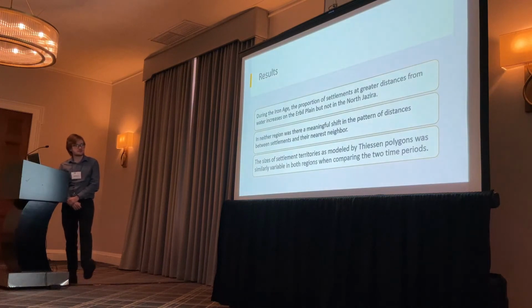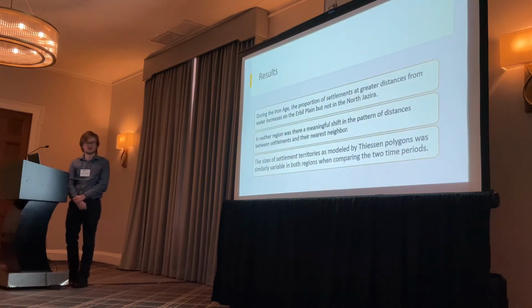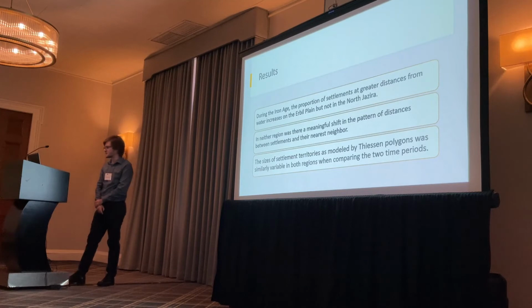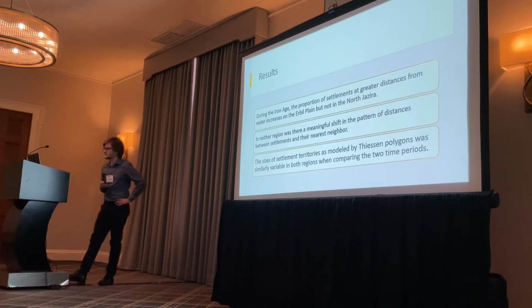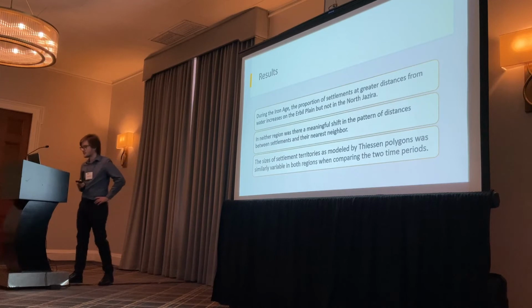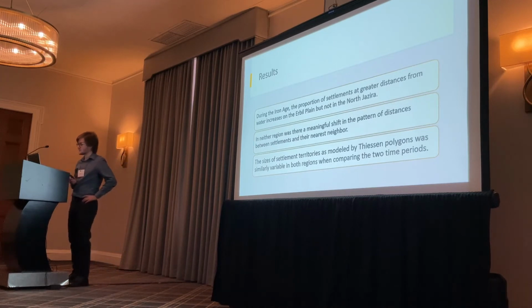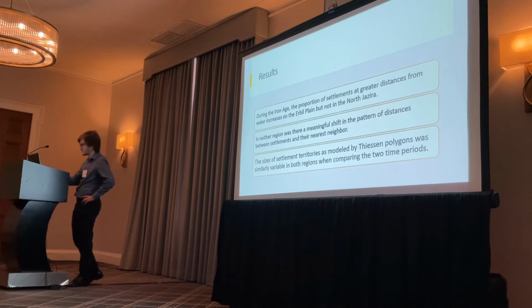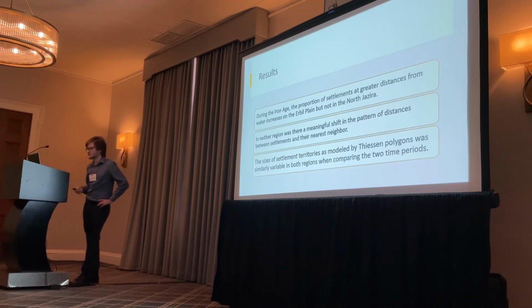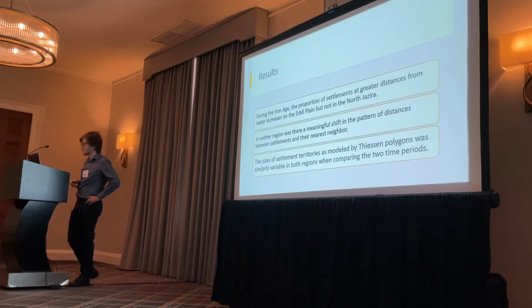So basically, the results of this analysis are that during the Iron Age, the proportion of settlements at greater distances from water increased on the Erbil plain, but not in the North Jazira. This is despite the fact that North Jazira saw a far greater increase in the total number of sites as compared to the Late Bronze Age. In neither region was there a meaningful shift in the pattern of distances between settlements and their nearest neighbor, and the sizes of settlement territories as modeled by Thiessen polygons were similarly variable in both regions when comparing the two time periods. However, there are all of those issues with that metric as to whether it is meaningful.